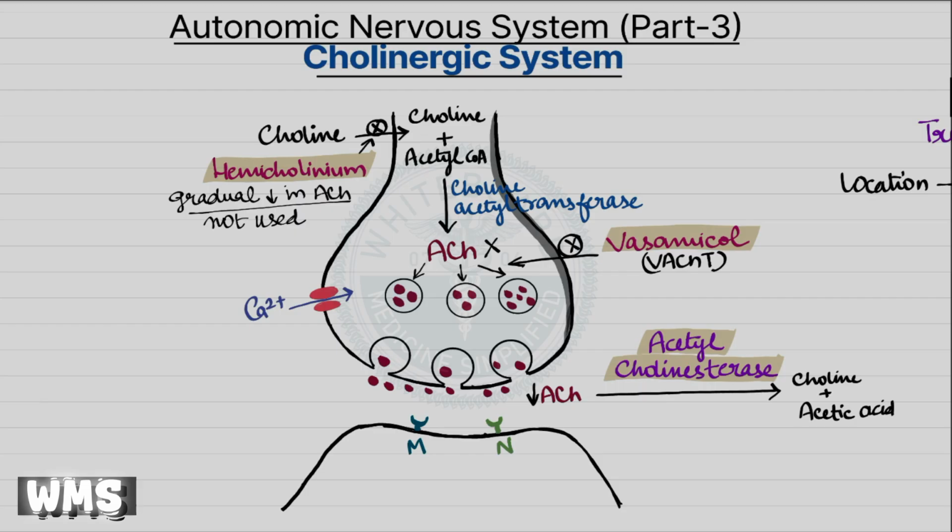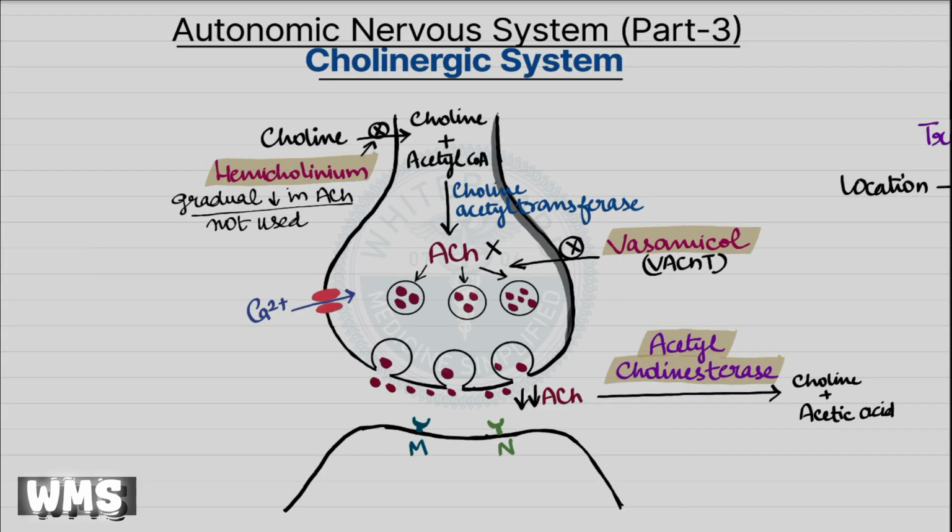As a result, acetylcholine may still be synthesized, but it cannot be properly stored inside vesicles. Consequently, when a nerve impulse arrives, there is little or no acetylcholine available for release, and over time, this leads to depletion of functional neurotransmitter stores and reduced cholinergic transmission.